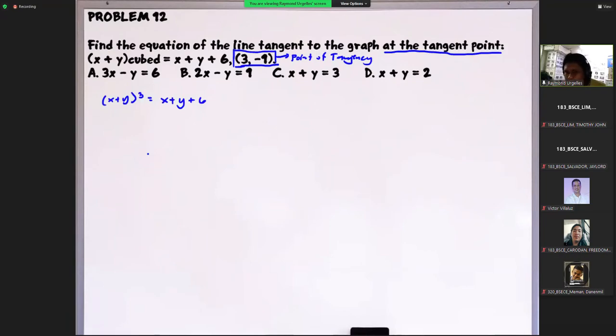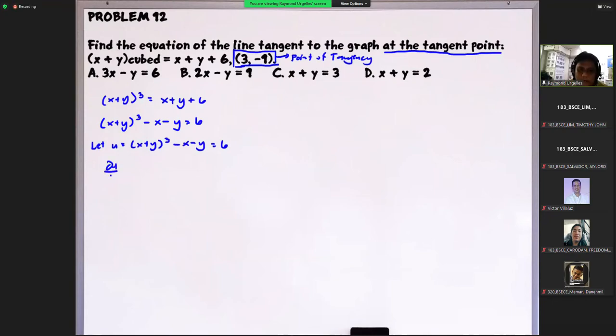You can also use partial derivatives. I think about the same thing will happen, but the partial derivative seems easier to use here. So what we do is separate the variables from the constant. So this is minus x minus y, equal to 6. We let that be our u. So our u is (x plus y) cubed minus x minus y, equal to some constant 6.